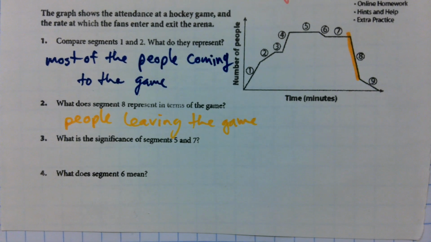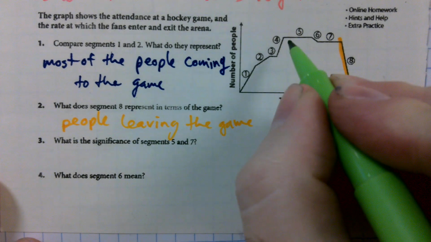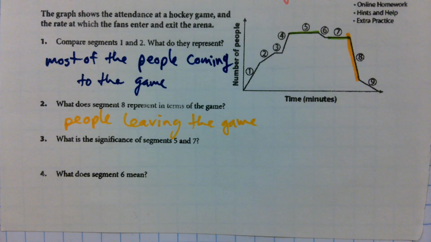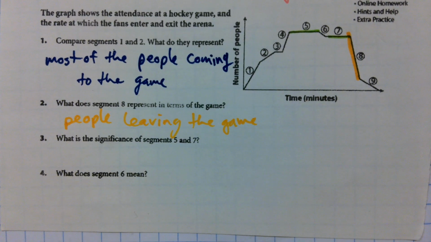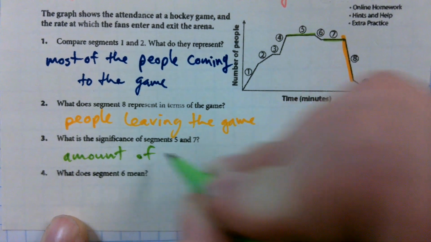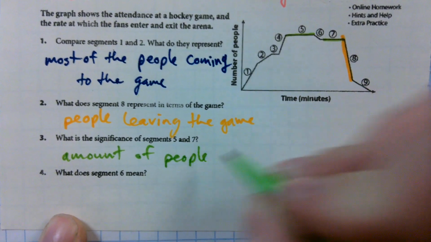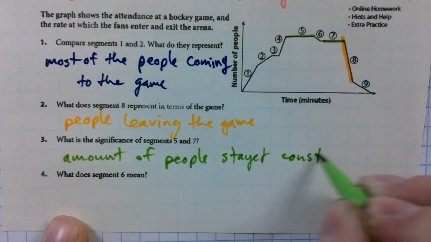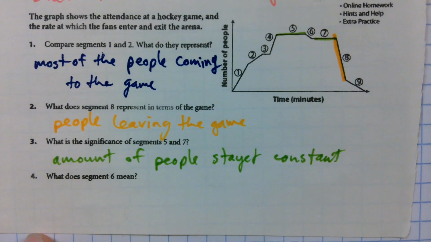All right? What's happening in segments 5 and 7? Who can help me out with that? Tia? Nobody came or left. The amount of people stayed the same. The amount of people stayed, I'm going to say constant. That just means the same. Right? Nobody came in. Nobody left.